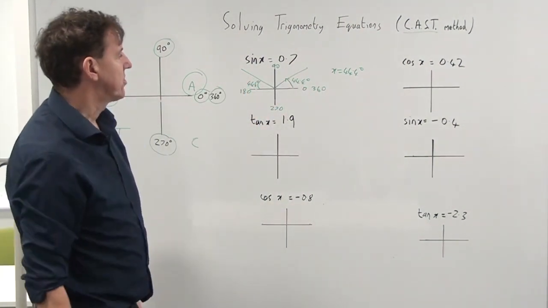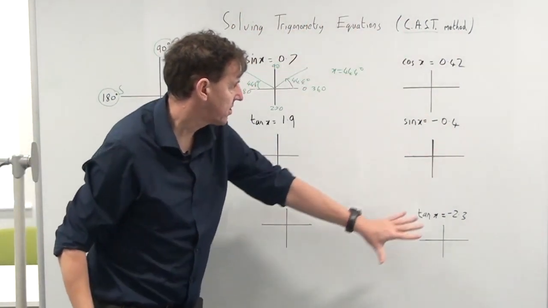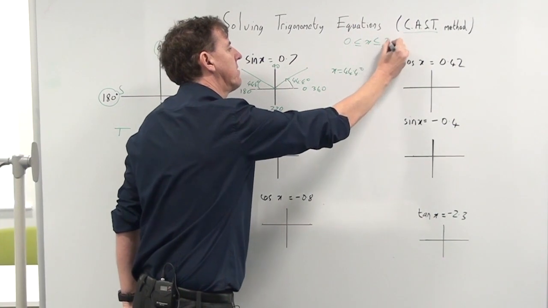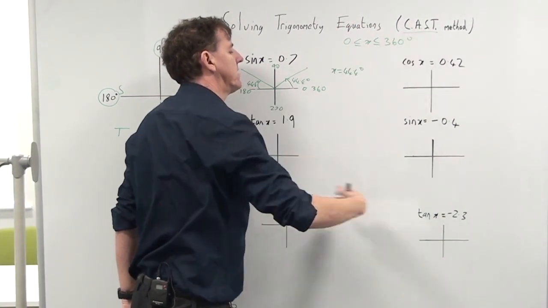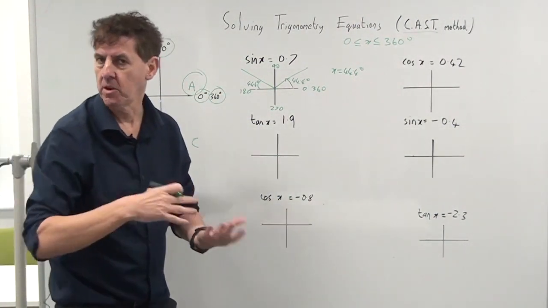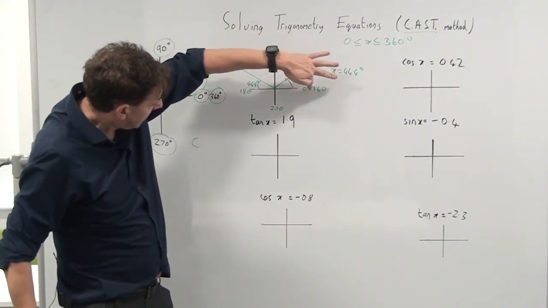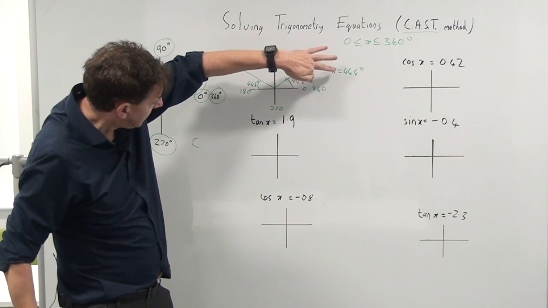And now I go to my range. All of these I'm going to solve in the range 0 to 360. Even though I'll show you in one of the later questions how you can adapt CAST if it was not in that range. So what does that mean? All I do now is I start at nothing, I go anti-clockwise, and every time I touch my line I write an answer.